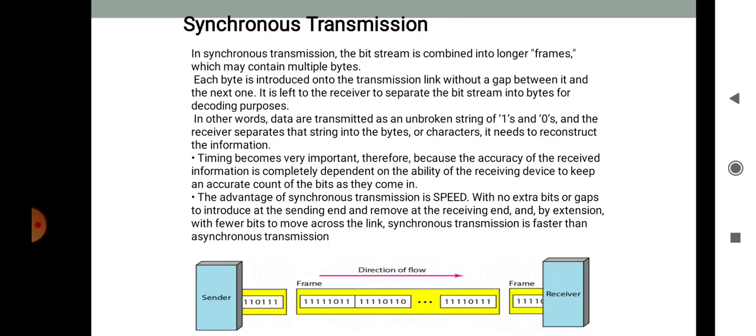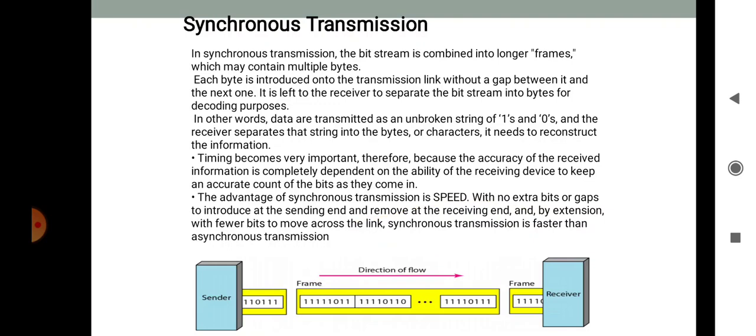The second type is synchronous transmission. In synchronous transmission, the bit stream is combined into longer frames, which may contain multiple bytes. Each byte is introduced onto the transmission link without a gap between it and the next one. It is left to the receiver to separate the bit stream into bytes for decoding purposes. In other words, data are transmitted as an unbroken string of 0s and 1s, and the receiver separates that string into bytes or characters to reconstruct the information.